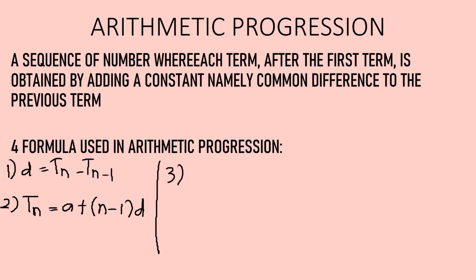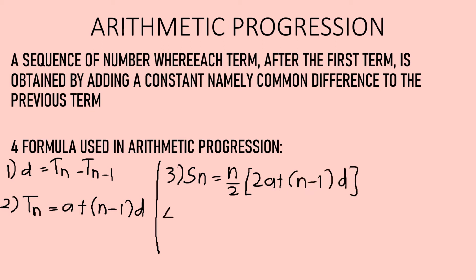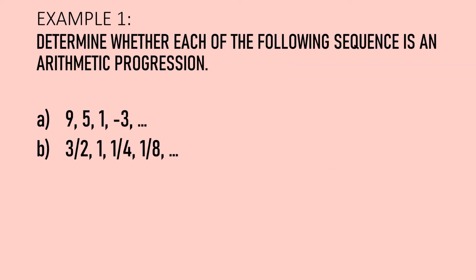Number 3 is the sum of the first n terms: Sn equals n over 2 bracket 2a plus n minus 1 d. Number 4: Sn equals n over 2 bracket a plus l. The first one is used when we don't have a last term, and the second one is used when we have a last term.